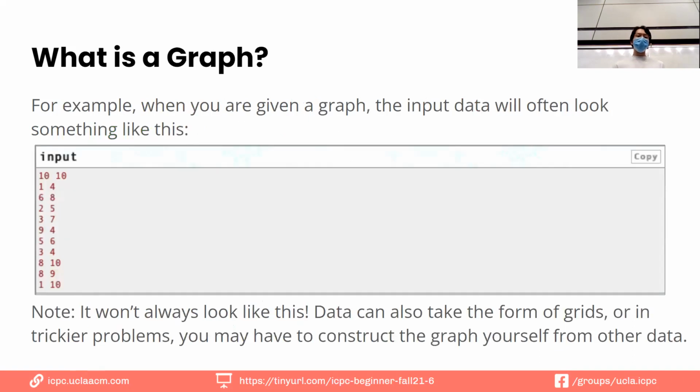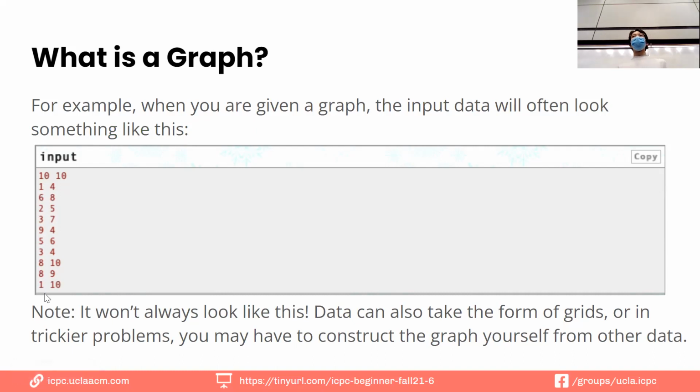So for example, this is a sample input of a graph. What this means is that in the first line, they would give us how many nodes we have. It says 10, and the second number is the number of edges there are, which is also 10. Then the next 10 lines tell us which nodes are connected together. So there's a path between node 1 and node 4, and so on. And finally, there's a path between 1 and 10.